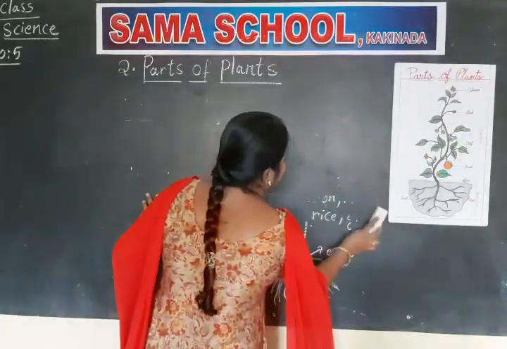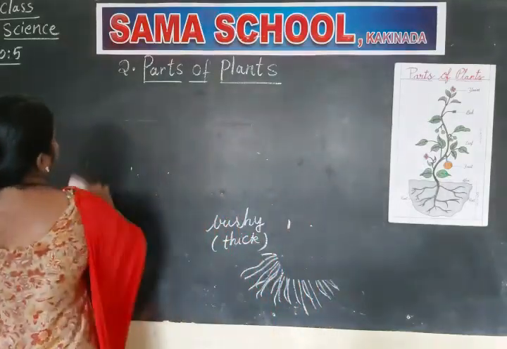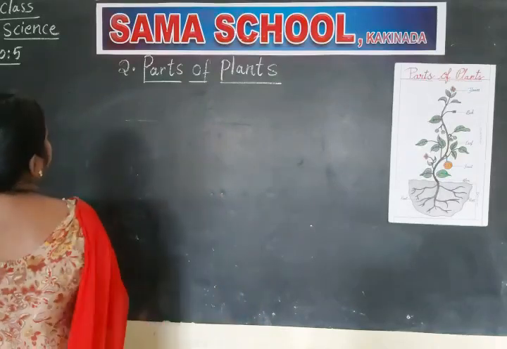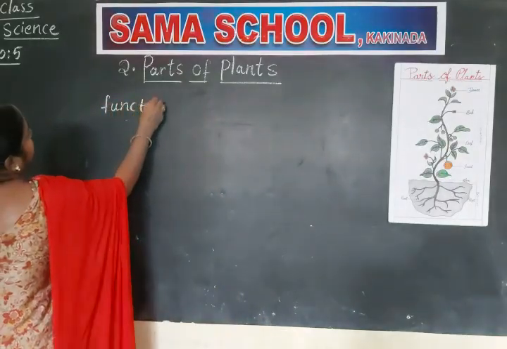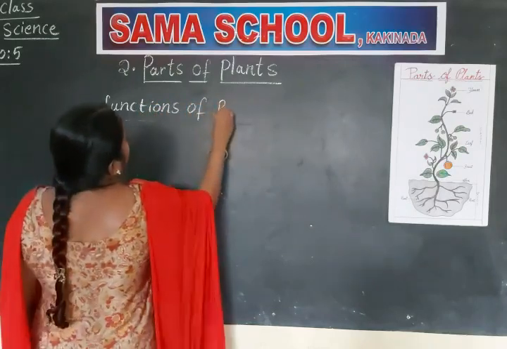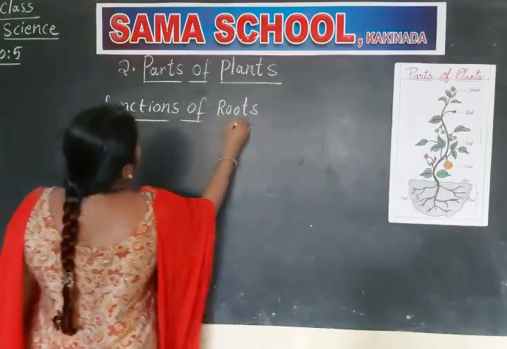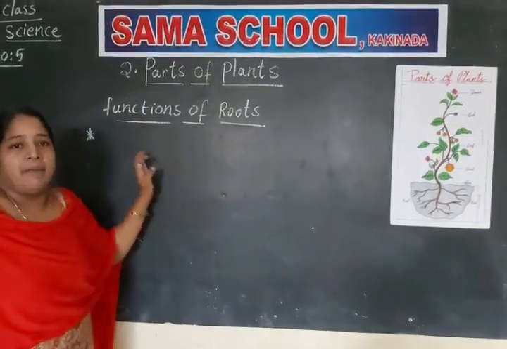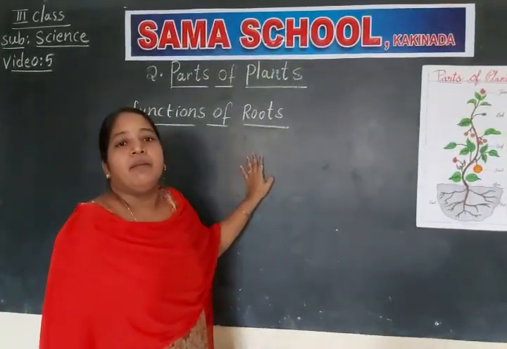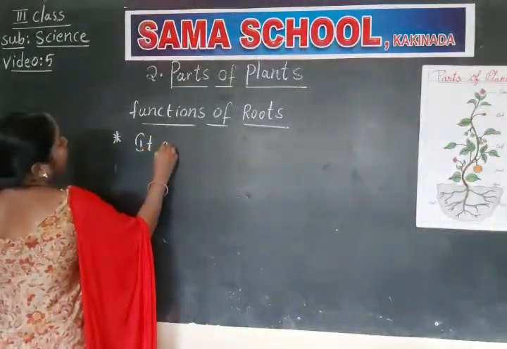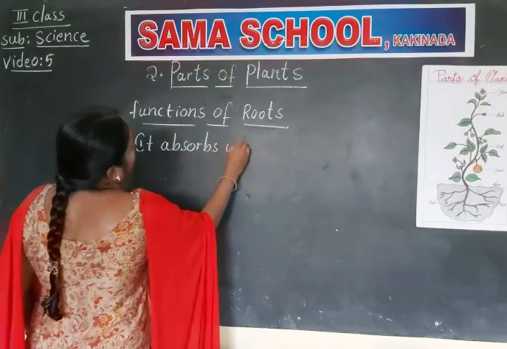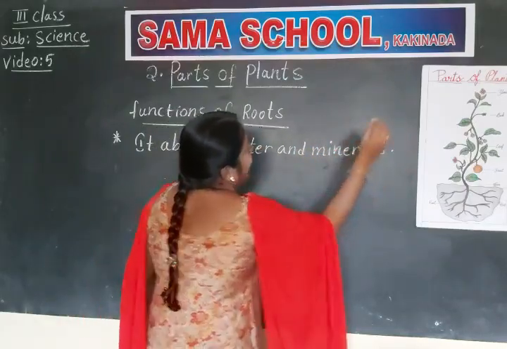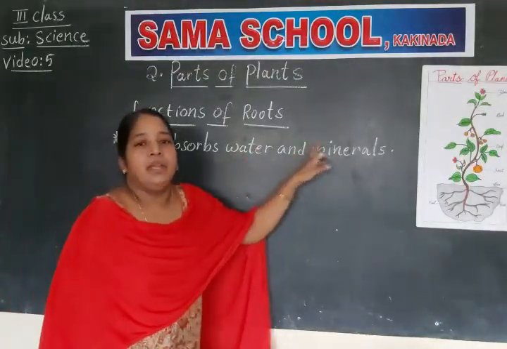Let's move into the next topic, that is functions of root. How are roots helpful for a plant? Functions of roots. Already you learned the roots absorb water and minerals. The main function of root is that the root absorbs water and minerals from the soil. That is the main function of the roots.